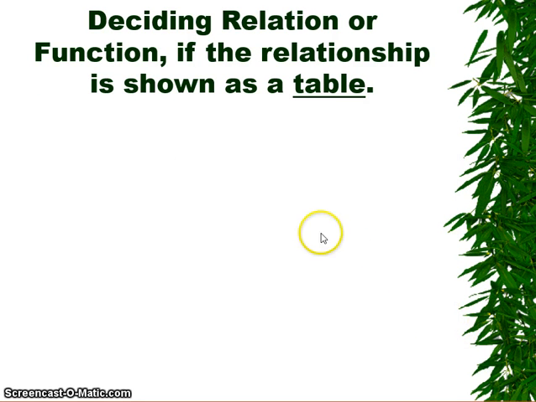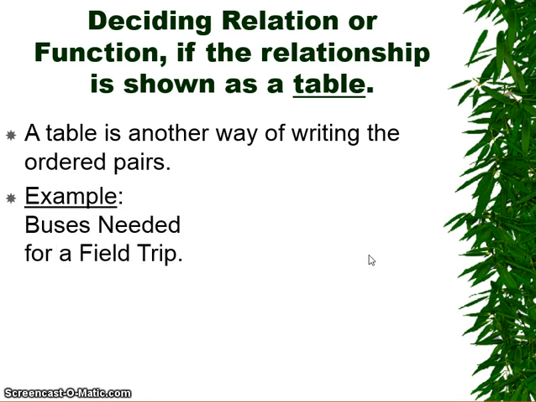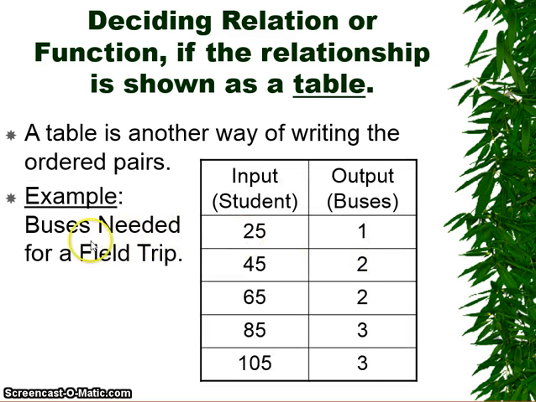Now, let's transition to looking at a table. Looking at a table is very similar to our strategy for ordered pairs because a table is another way of writing ordered pairs. For example, if we had to look at the buses needed for a field trip, and we said if you have 25 students, you need one bus. If you have 45 students, you need two buses. If you have 65 students, you need two buses. If we have 85 students, we need three buses. And if we have 105 students, we need three buses.